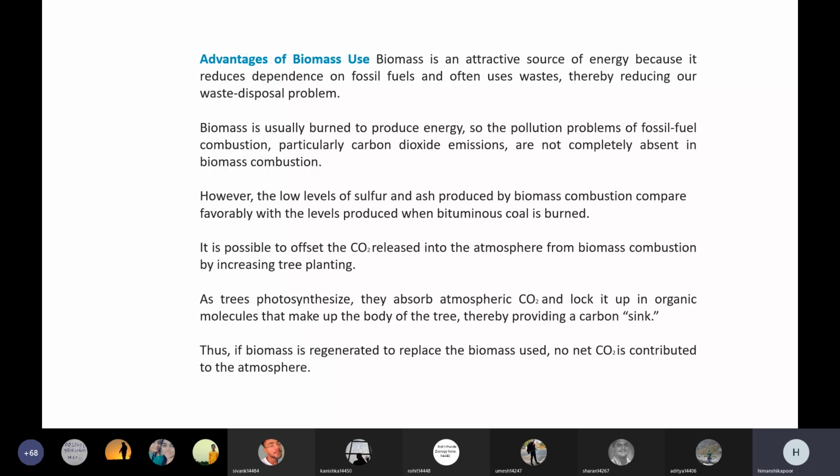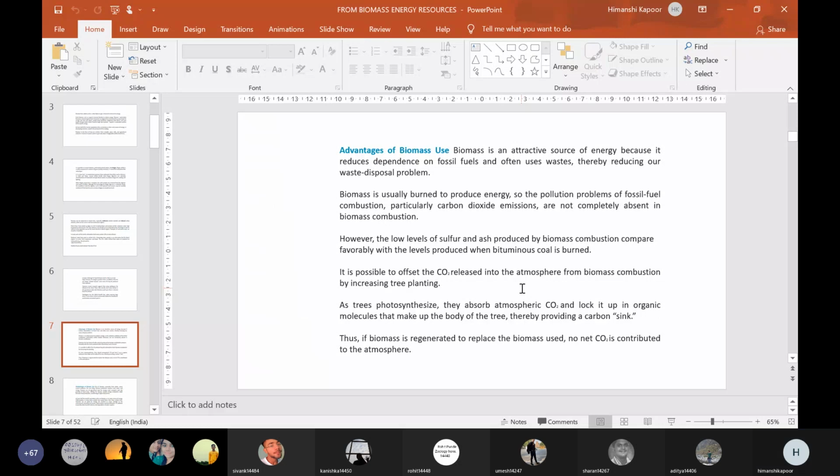So now coming to the advantages of biomass. Can you all sum up? What are the advantages of biomass?